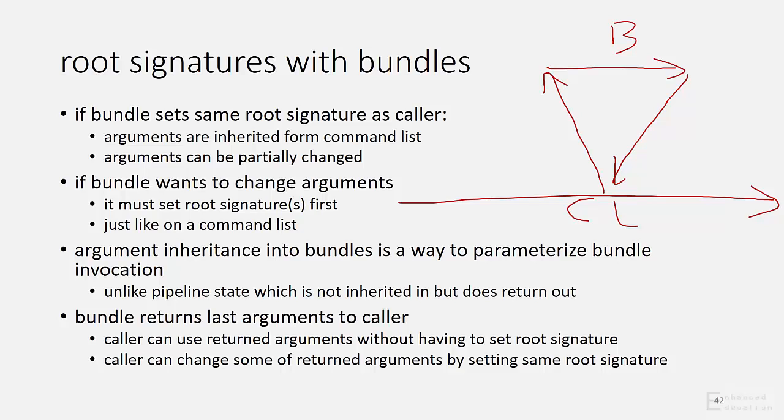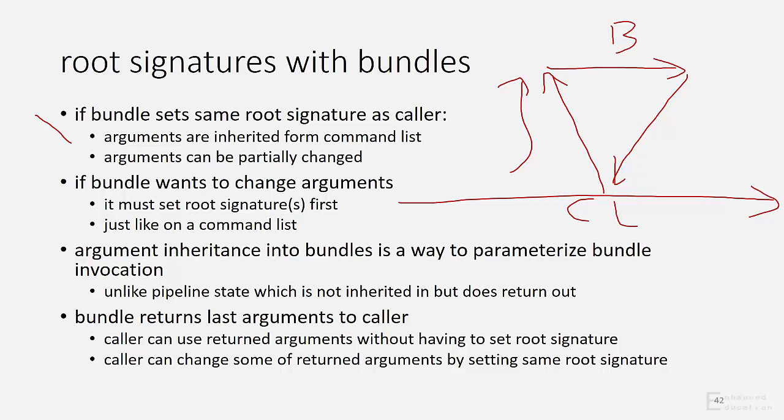Now, as far as root signatures go, if a bundle sets a root signature that happens to match the root signature that the calling command list set before the bundle was called, then any root arguments that have been set on the command list flow into the bundle. They're inherited in. The bundle can then proceed to partially change some of the arguments. So it could choose to inherit some arguments and set other ones on its own. It could just completely inherit all the arguments, or it can replace all the arguments with its own arguments if it wants, whatever it wants to do.